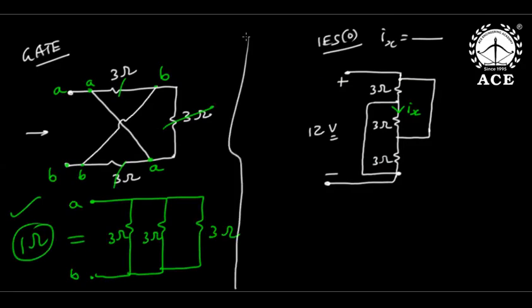Now look at this. I need current Ix. Here also it looks confusing, so I do node shifting. Let this be A, so this junction is also A, and the same wire is also A. Now this is B, and the same wire is also B. So again it is between A and B only. One A to B, 3. Another A to B, 3.